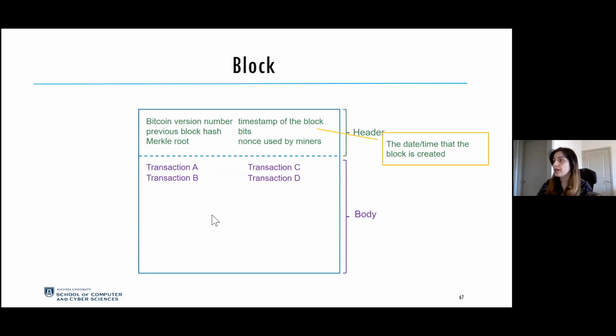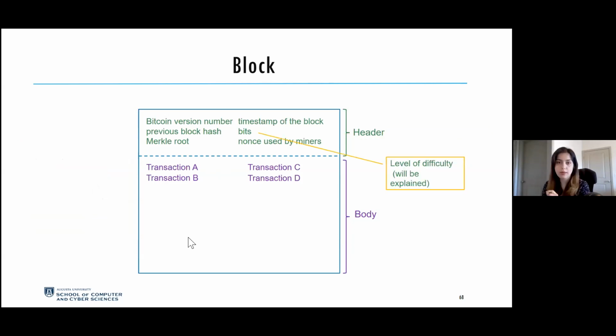Another important feature or parameter in this block header is the bits. I will explain it in detail when I'm talking about proof of work, but it's the level of difficulty that the miner should solve in the proof of work consensus protocol. And these bits, or the level of difficulty, change every couple of years, or to talk more accurately, each time a specific number of blocks are added to the blockchain.